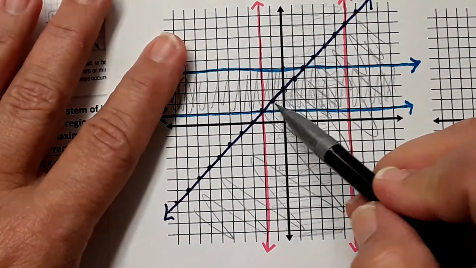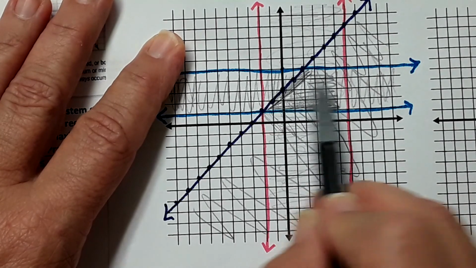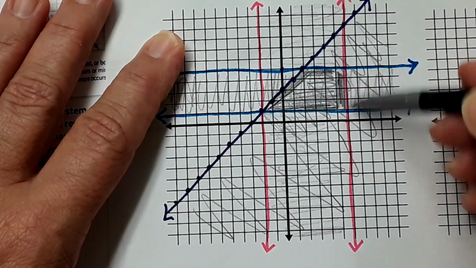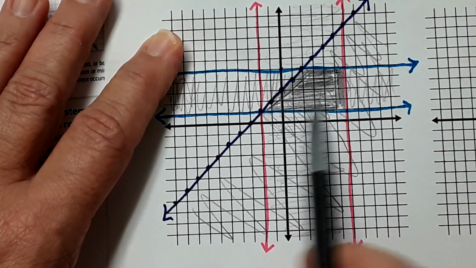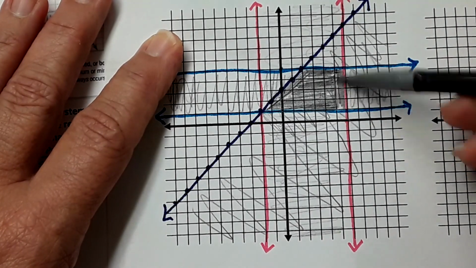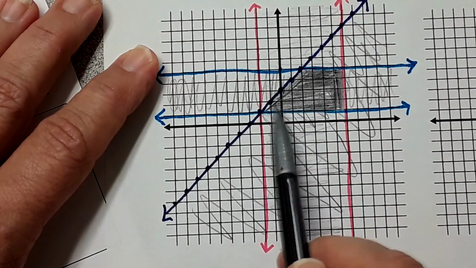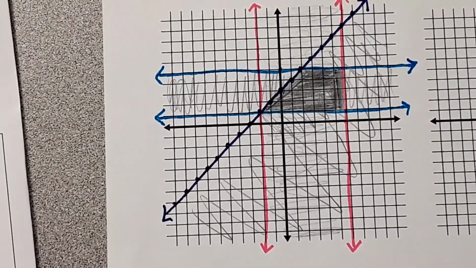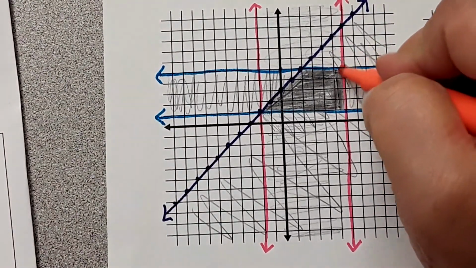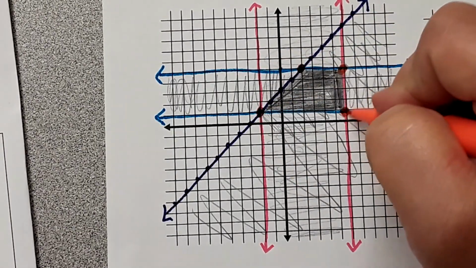And where do they intersect? They intersect right here, correct? So let's make this the darkest part. Now, with that come our vertices. So we have 4 vertices. We have one here, one here, one here, and one here.